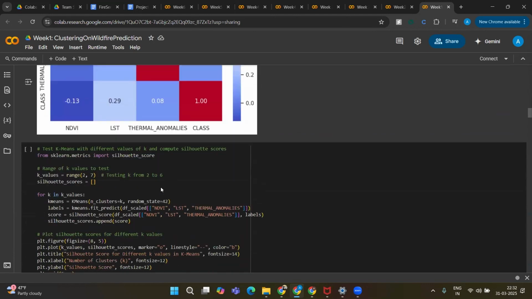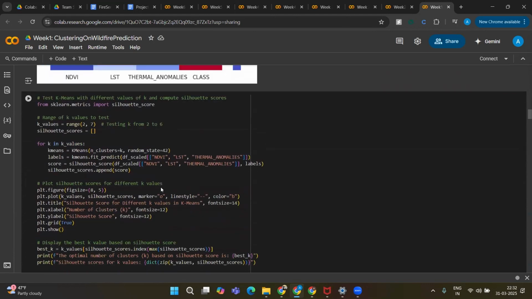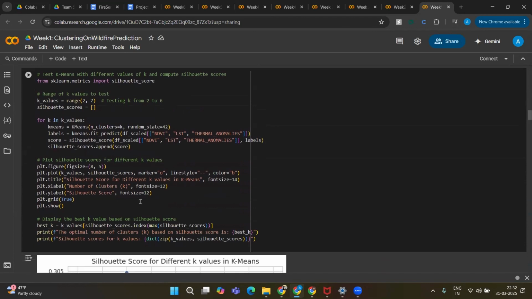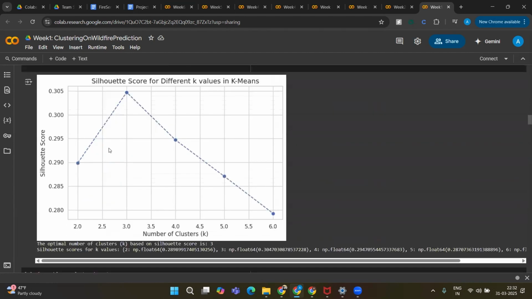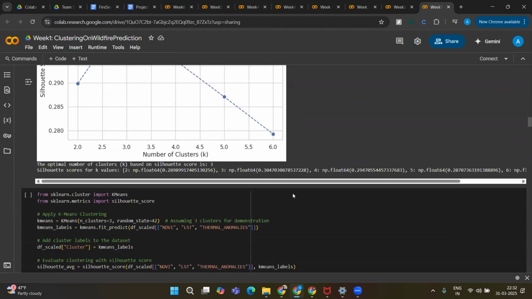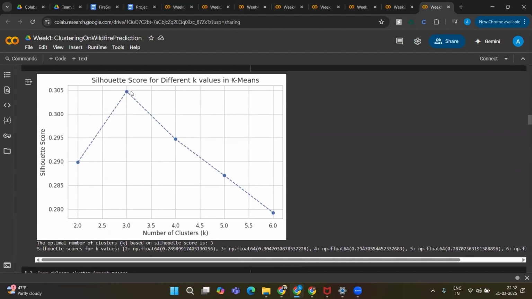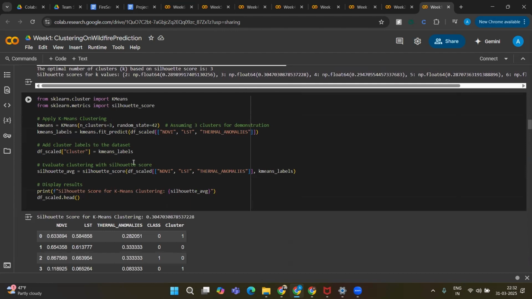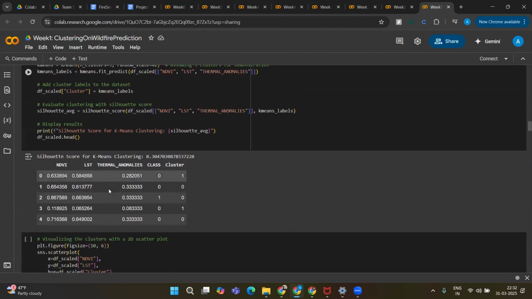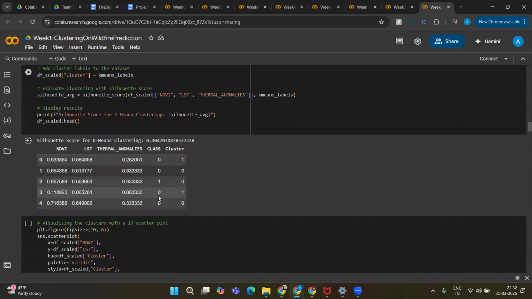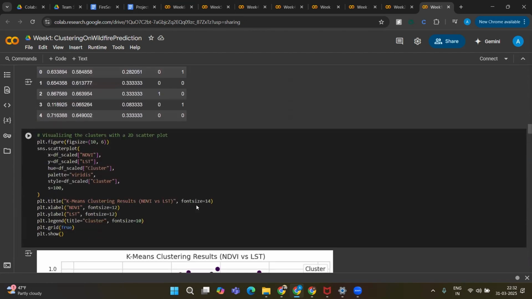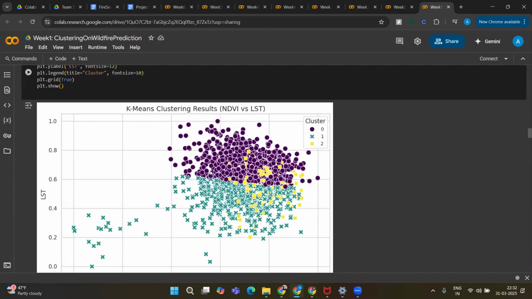Here we tested the k-means with different values of k and computed the silhouette scores for that. We took the range from 2 to 7 and checked what is the correct number of clusters we should be taking. Then we printed the optimal values. Since the silhouette score was higher for k equal to 3, we took that and did the k-means again. Then we displayed all of that in a table over here, and this is the visualization for that.